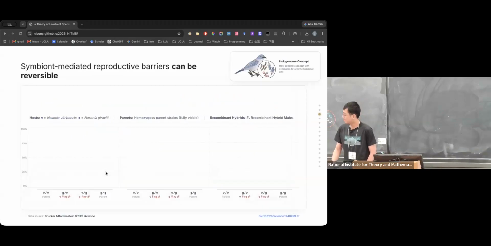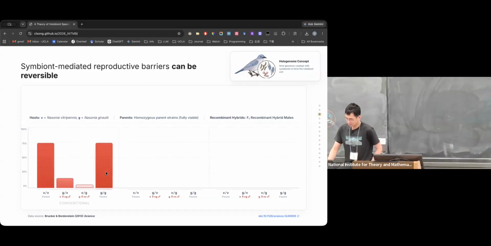To show you this case, let's visit a beautiful experiment done by Barker and Bolstein. They worked with Nasonia wasps, tiny wasps that are a model system for speciation. In the parent cross between Nasonia vitripennis and Nasonia giraulti, you can see that survival is high, but their crossover offspring have a much lower survival rate, a classical reproductive barrier.